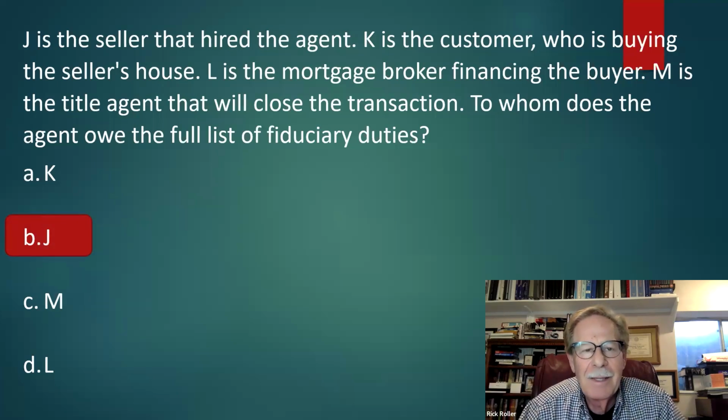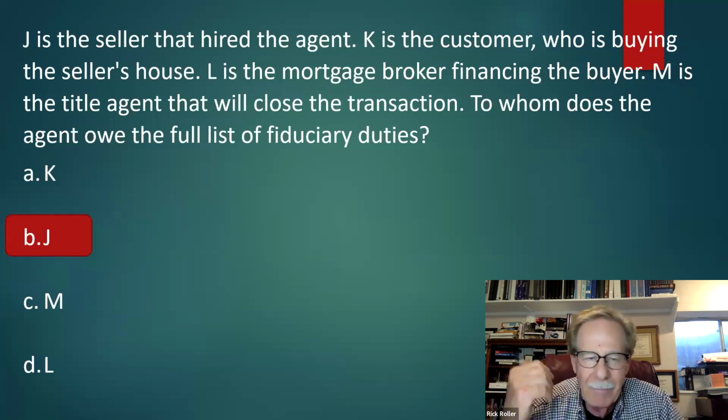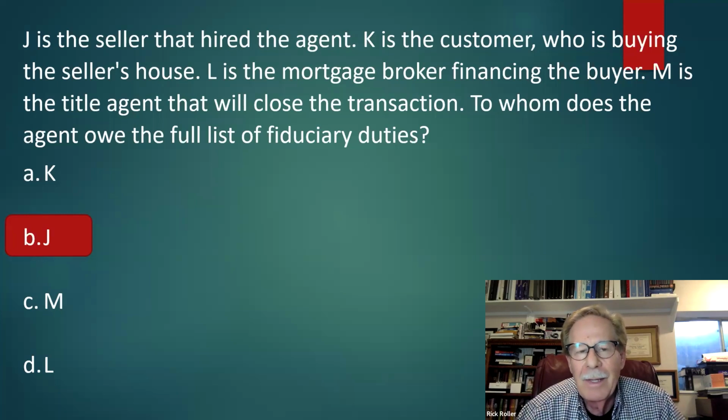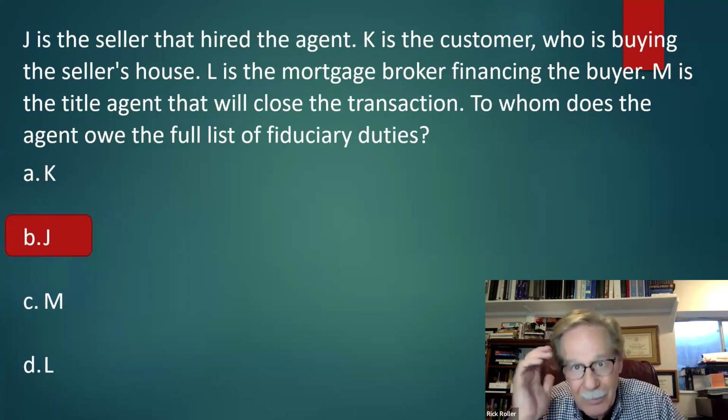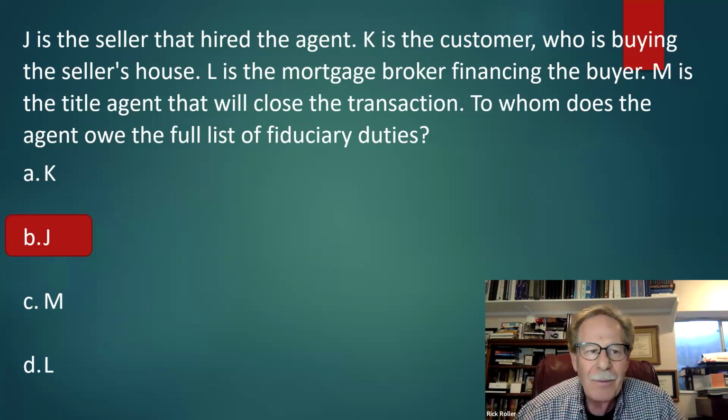Okay. L is a mortgage broker. I mean, yeah, they're important to the transaction, but they're not giving you the loan. They're giving it to the buyer. You don't owe them a full fiduciary like you do the seller here. And M is a title agent. Okay, guys, it's got to be J. It's the only one you owe your full fiduciary.